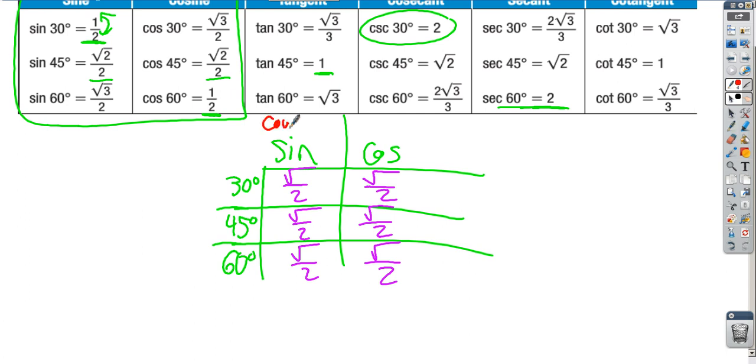Okay, what happens here? The sines count up and the cosines count down. So here's what I mean by that. Sines count up, 1, 2, and 3. Cosines count down, 3, 2, and 1.